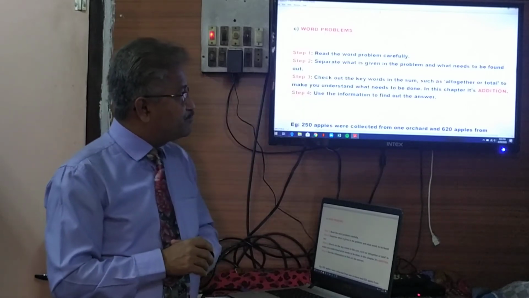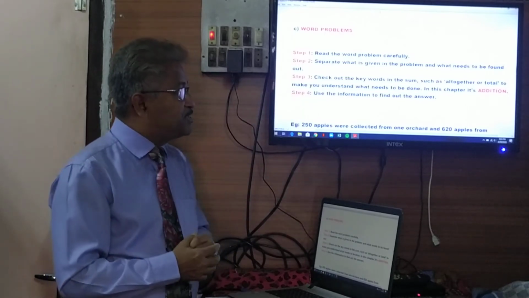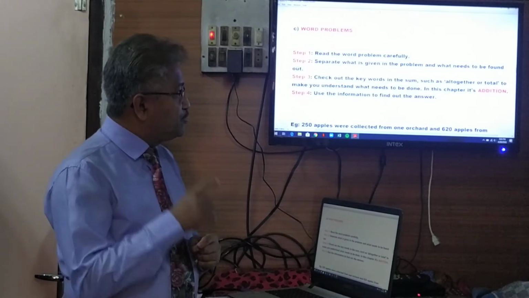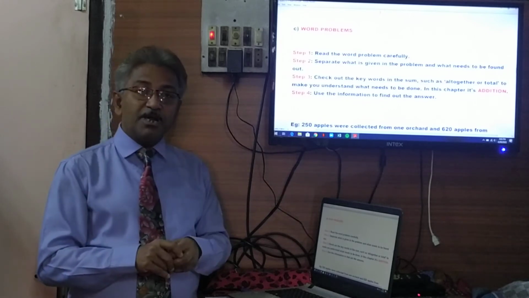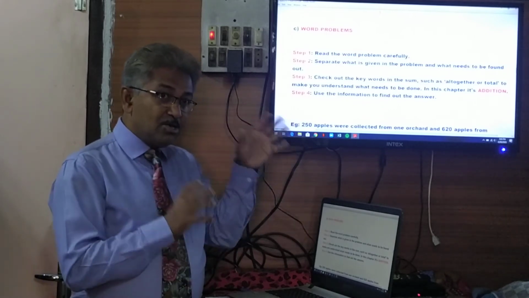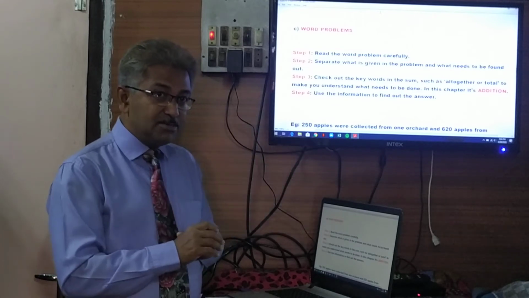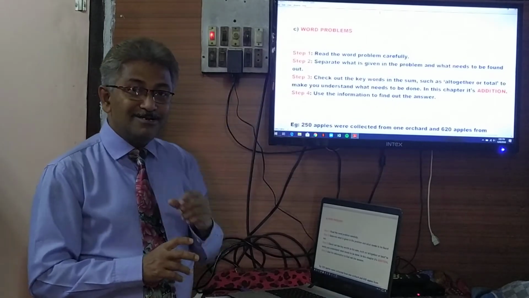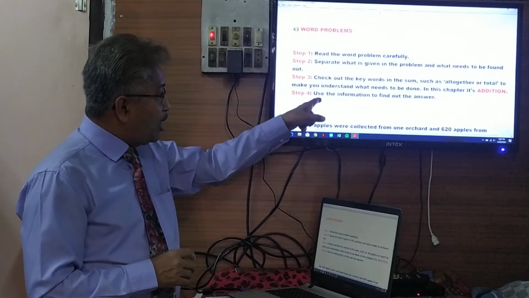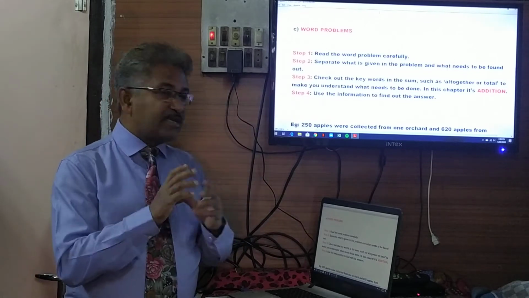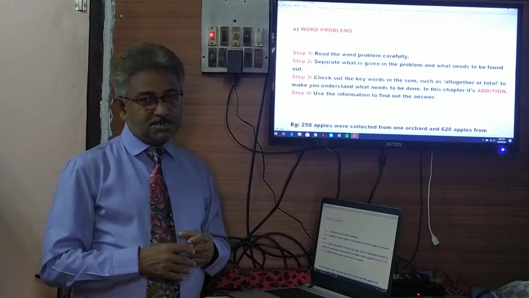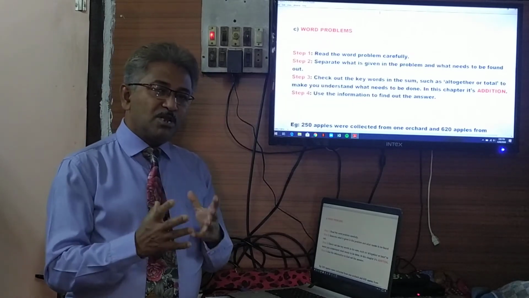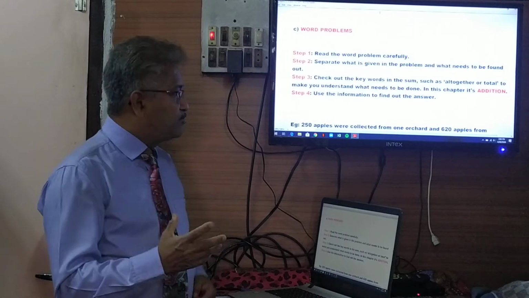Now, step 3, check out the key words in the sum, such as altogether, total, to make you understand what needs to be done. In this case, we are talking about addition. So we are going to take the key words as altogether, total, sum. Now step 4, use the information that is given to find out the answer. When we keep these 4 steps in mind, word problems become easy.